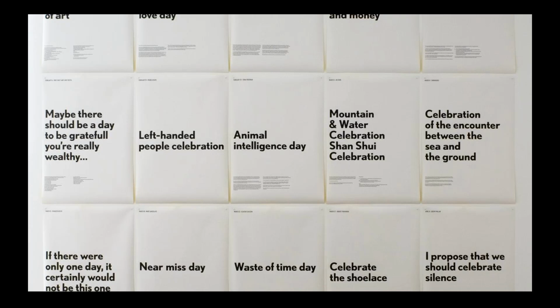Some are political, social, some to do with music or art, and so on. Some state reasons for their particular choice in small print below. That's the bits that you can't read there, they will be explained. So if you look at Animal Intelligence Day, for example, it's got an explanation underneath it, whereas to the left of that, left-handed people's celebration doesn't. I guess it does what it says on the tin.